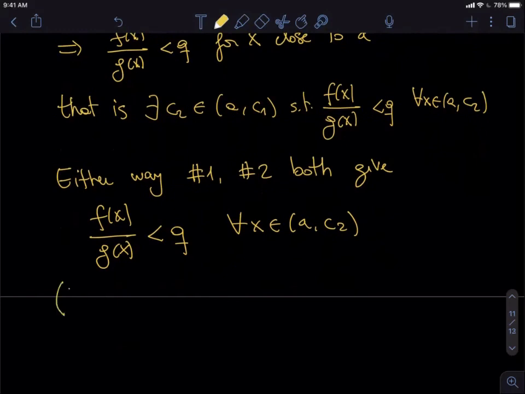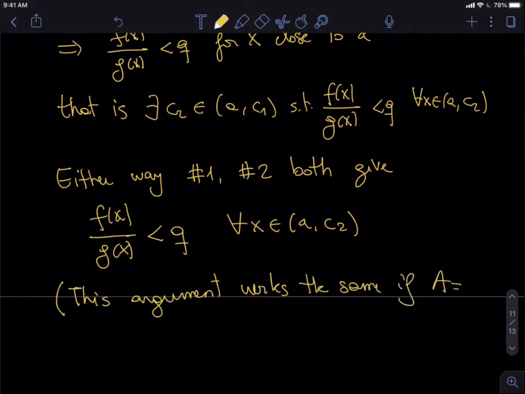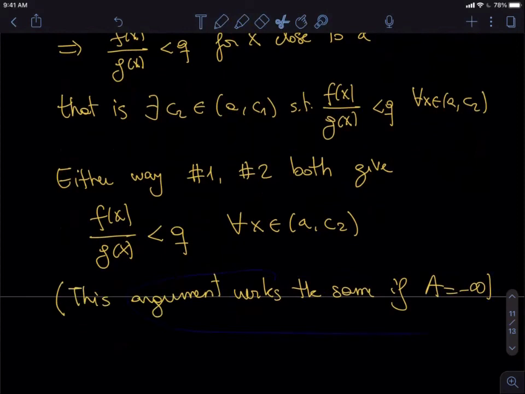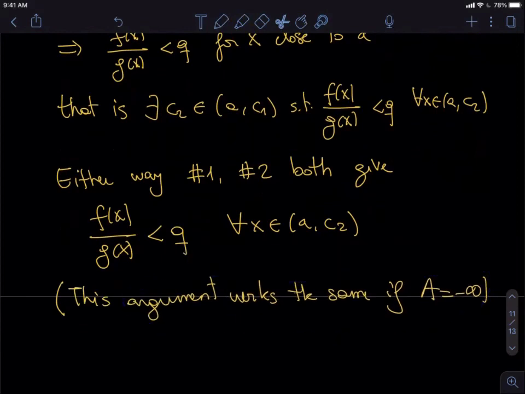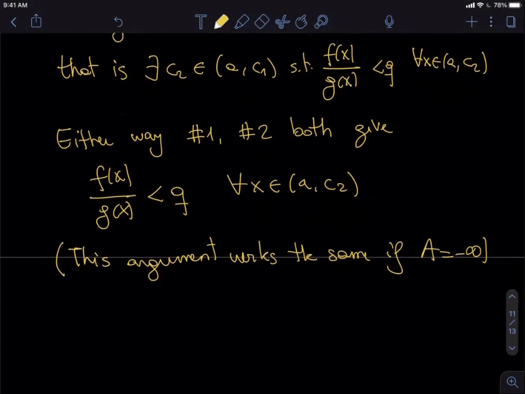One thing I want to note here, this argument works the same if A equals negative infinity. Okay, so remember in the beginning I said let's assume for now that A is finite. If A is negative infinity, this also works. And then that would finish the proof.